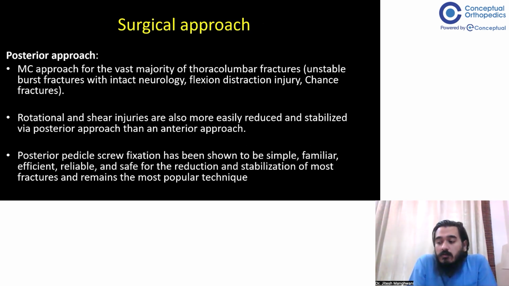Back in the days, anterior surgeries were done. Eventually that shifted to posterior surgeries because of the ease, the reliability, and also because the pedicle screw construct gives a three column purchase in the spine. That has given a preference to posterior surgery rather than anterior surgery.